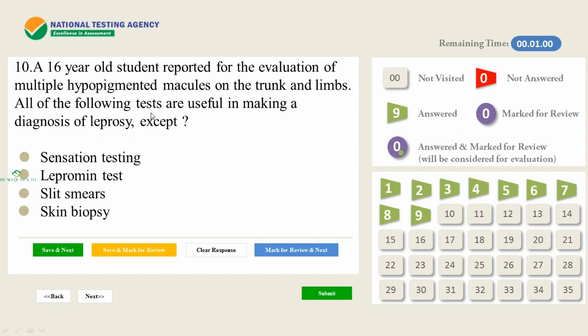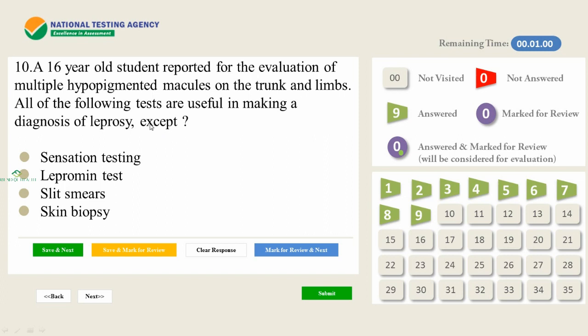Next question: a 16-year-old student reported for evaluation of multiple hypopigmented macules on the trunk and limbs. All of the following tests are useful in making a diagnosis of leprosy, except. So this is about the diagnostic tests of leprosy. Here they have given the diagnosis after the presentation. These are the things to frame a question, but mainly they want to ask what are all the diagnostic tests of leprosy, except. For that they have brought in a case format. You have to understand that soon after reading the case or the question, you should identify the focus or the essence of the question. So don't waste much of your time on other things.